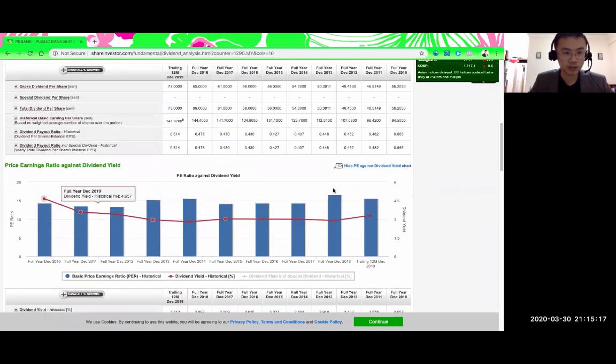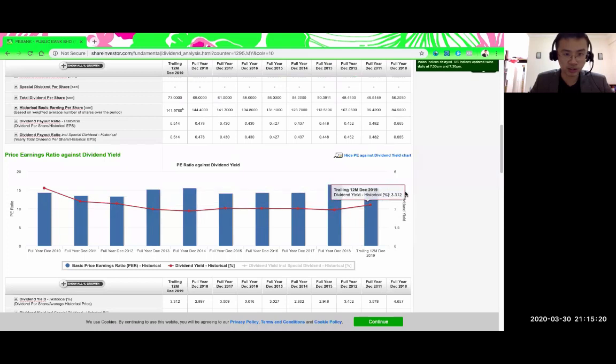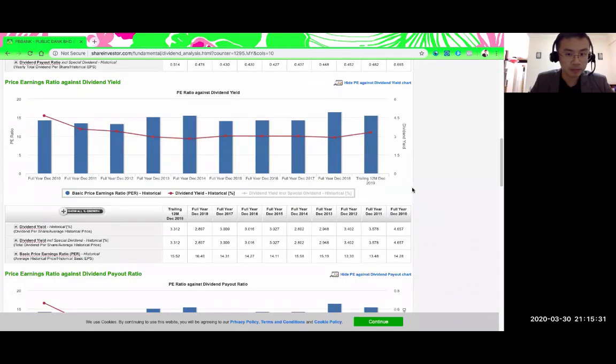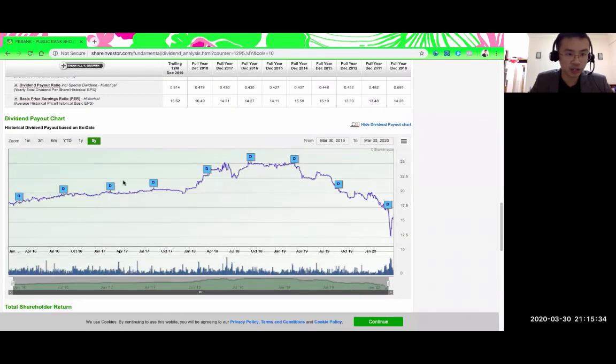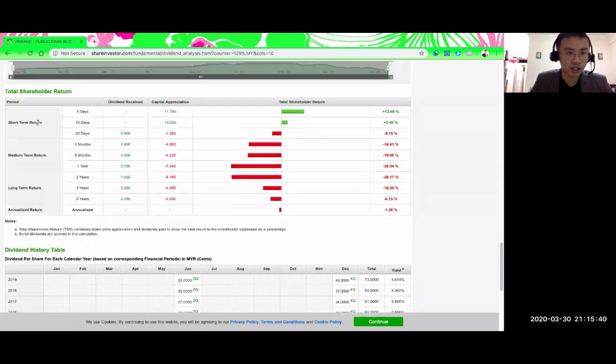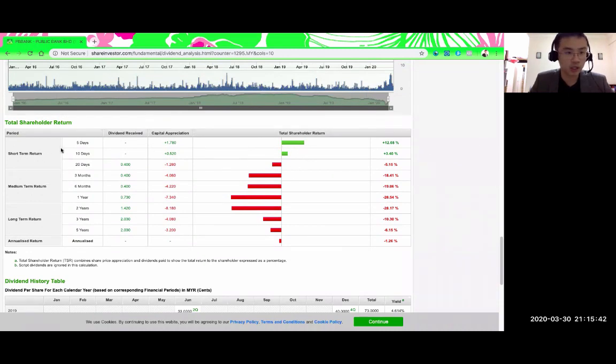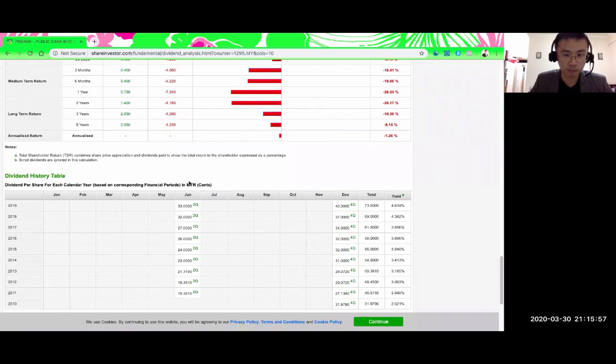So this is the PE ratio against the dividend yield. You can benchmark the basic PE ratio here versus the dividend yield. Are they increasing or are they decreasing? All these dividend payout charts, when the dividend is paid, and so on, are here. And then it will give you the total shareholder return. Short term, in 5 days, you have made 12%. In 10 days, you have made 3.4%, but in the medium term, in 5 years, actually you lose negative 6%, all right? So this is the total shareholder return that I showed to you, and this is the dividend history table.